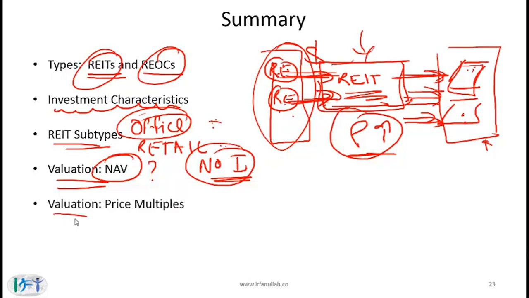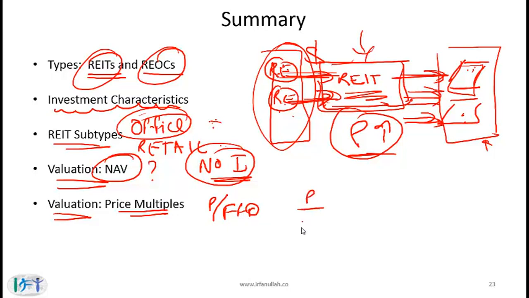We can also do valuation based on price multiples, and the concept here is similar to what we talked about in equity. It's only that the multiples are slightly different. The relevant or frequently used multiples in the context of REITs are price to FFO. FFO is a measure of cash flow. This would be roughly analogous to cash flow from operations. And in the lecture, we've talked about how to come up with FFO.